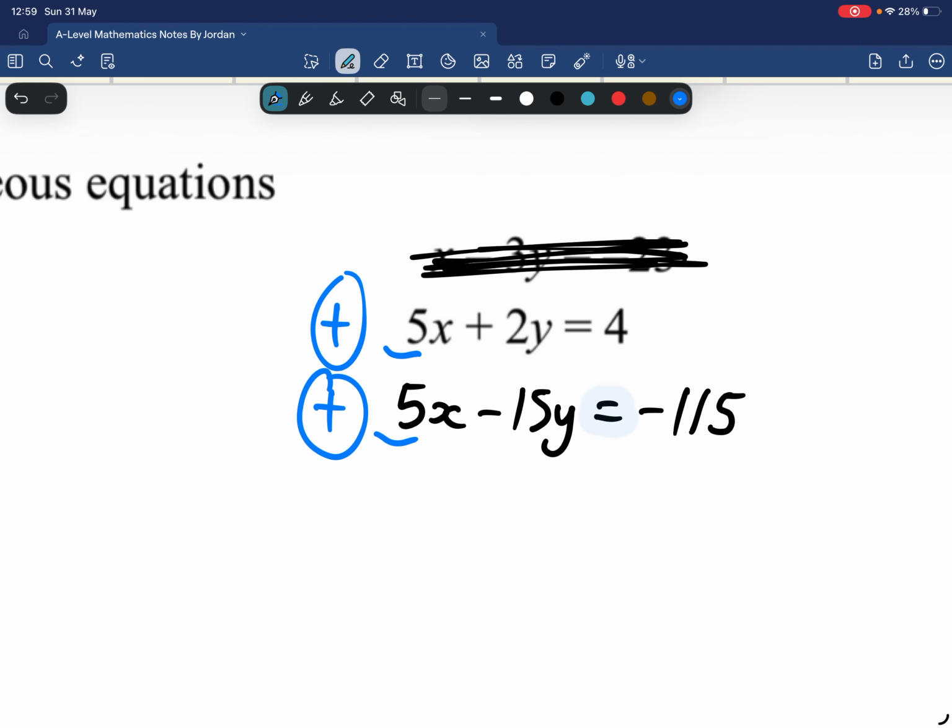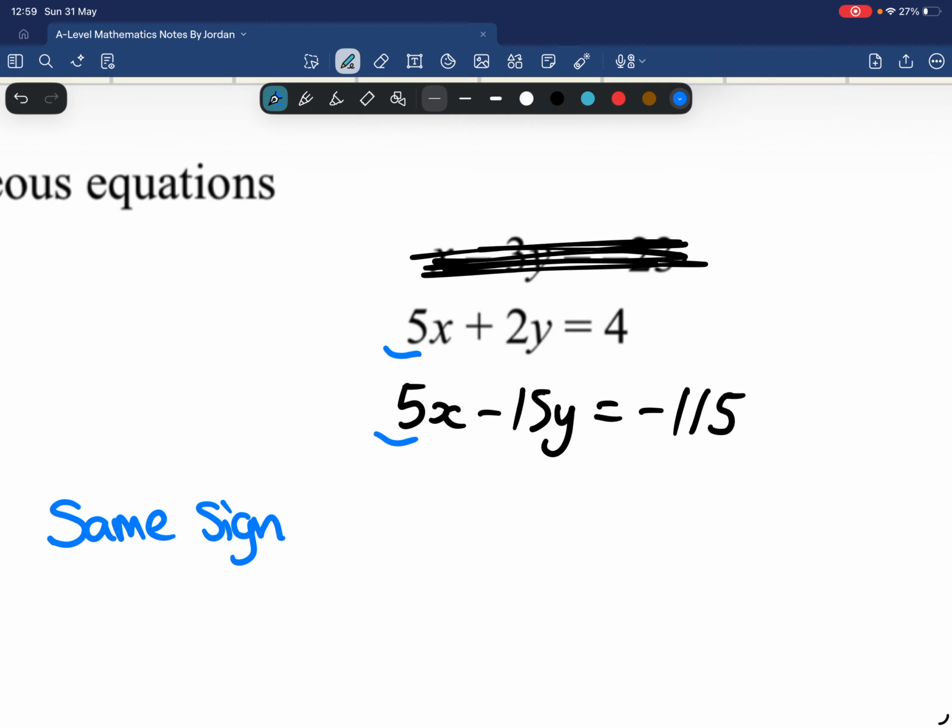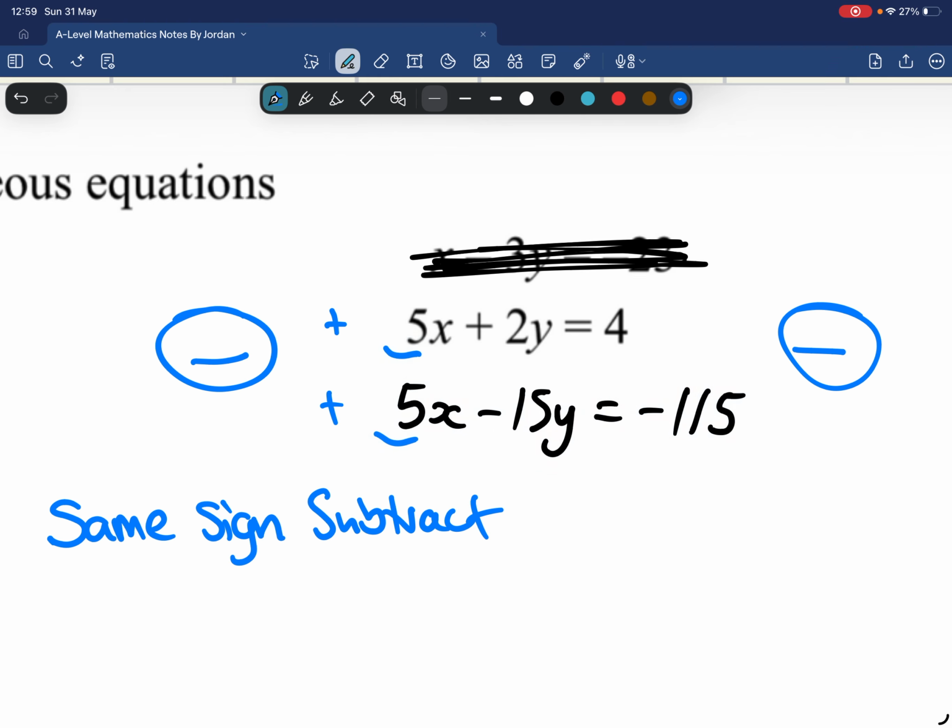You don't see any signs there, but remember, if a 5 is just written like that at the front of an equation, that's implying it's positive. Otherwise, it would have a negative sign in front of it. So actually, we have the same sign here. Remembering our same sign means subtract. Since they're both positive, what we're going to do is subtract like that on each side.